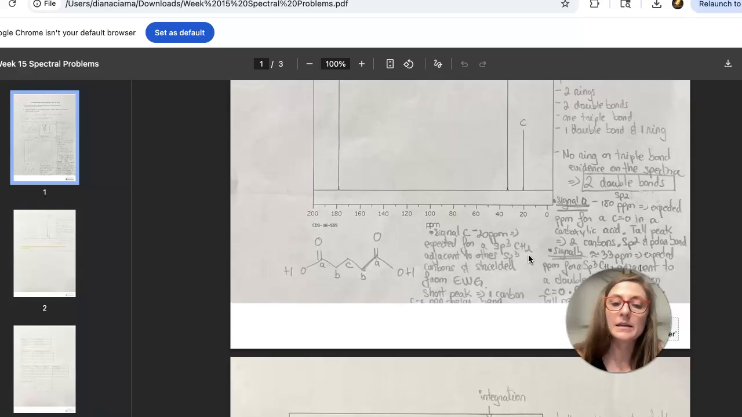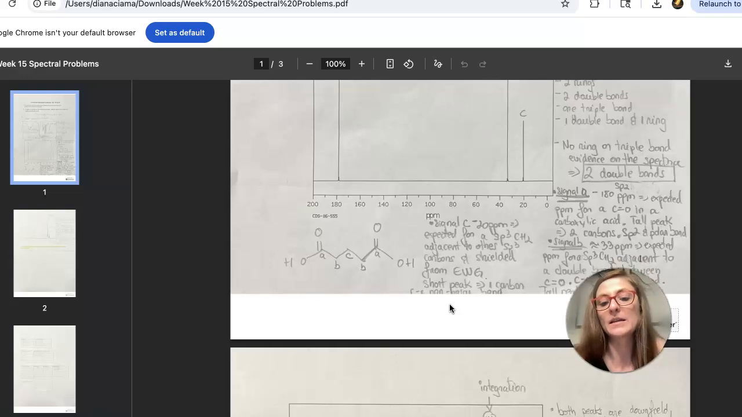And signal C at 20 ppm is an expected finding for an sp3 hybridized CH2, which is adjacent to other sp3 hybridized carbons. This is the most shielded carbon. It's the farthest away from the electron withdrawing oxygens of the carboxylic acids. It's a short peak, only accounting for one carbon. And again, the carbon-carbon bond is nonpolar.